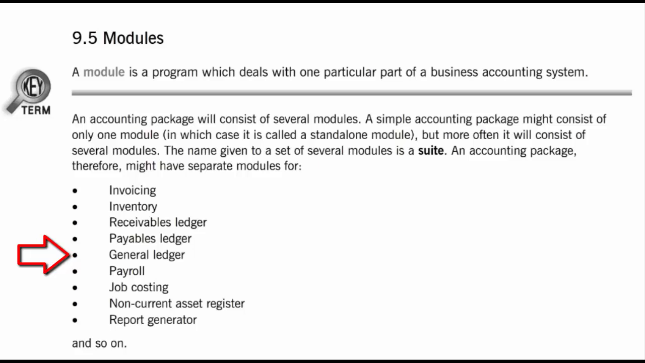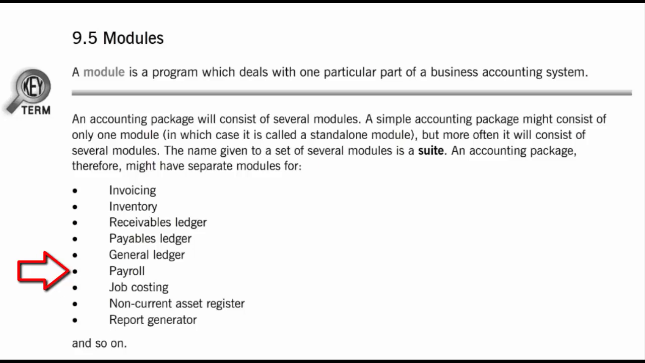General ledger module. This is the core of the accounting system, often called the heart of the software. It collects information from all the other modules and produces the main financial statements: the income statement, the balance sheet, and the trial balance. It is the master record of all financial transactions.